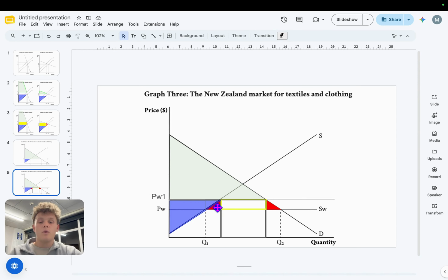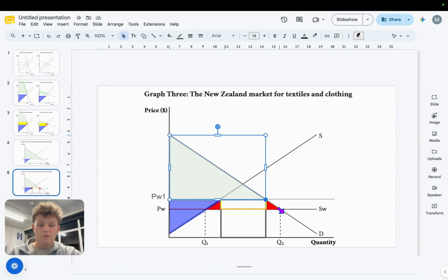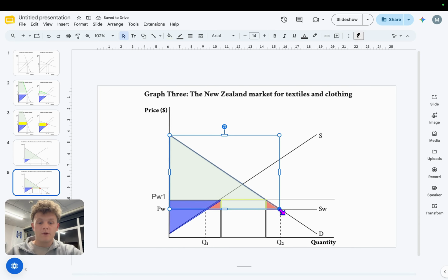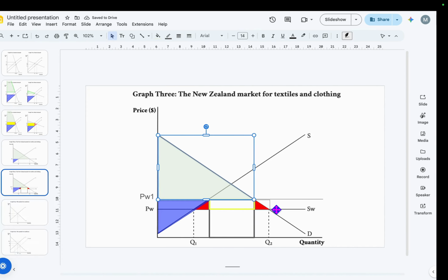And then the area that was surplus that's not transferred, so if we look here, our greens, this was surplus. Some of it's gone to producer surplus, some of it's gone to government revenue, but these two triangles don't go anywhere. Those become our deadweight loss.